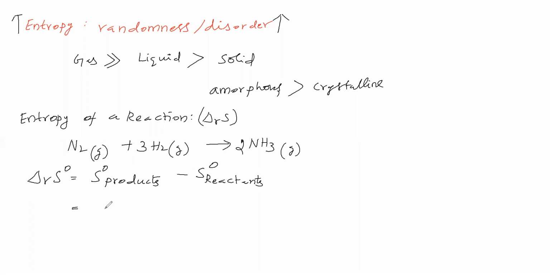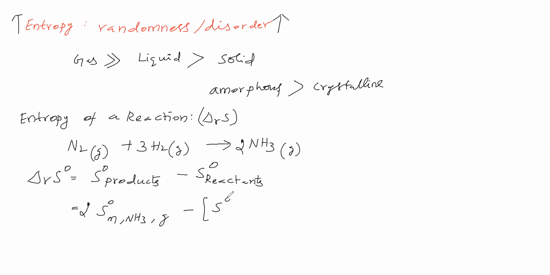Now we will substitute products. The product is ammonia. We will take S naught M of ammonia gas. What is the meaning of S naught M? Superscript naught is called standard, S is called entropy, M is called molar. So S naught M means standard molar entropy of ammonia in gaseous state. Molar means for 1 mole, but here how many moles are there? 2 moles. So multiply this with 2.